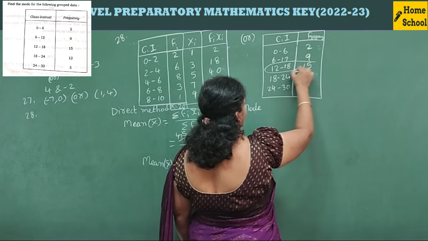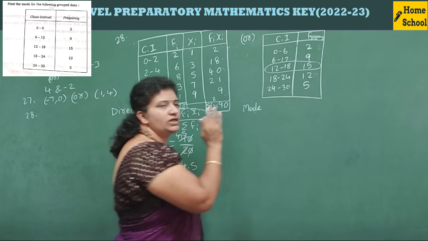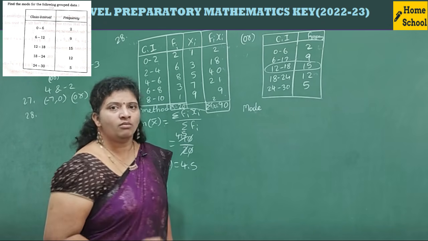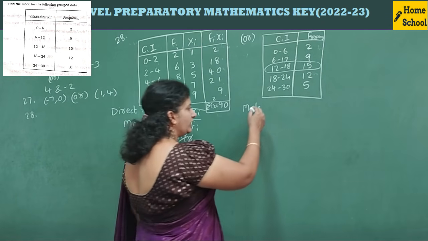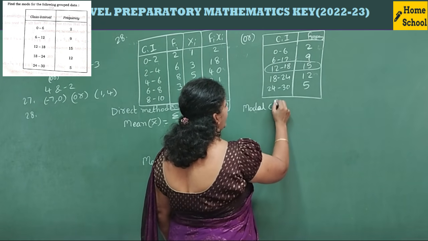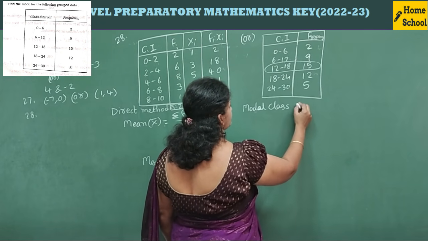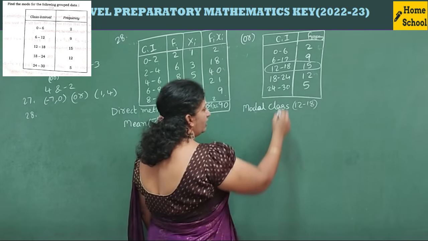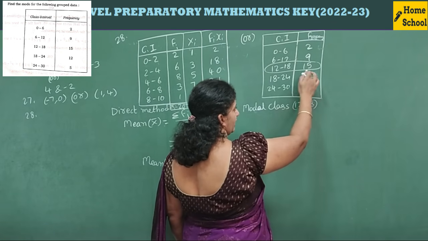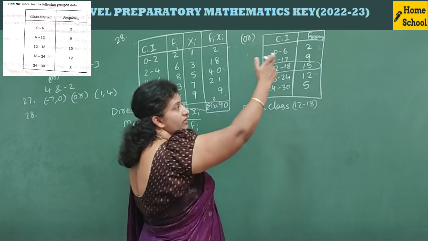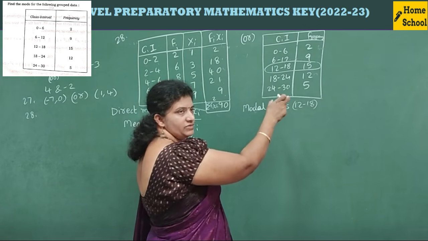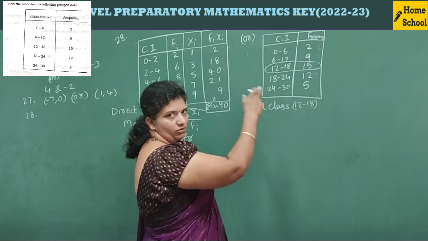So while writing the answer, children, please draw the table again. And then with a pencil, round up the modal class. And you need to write here modal class. What is the modal class interval here? 12 to 18. Okay. How do you get the modal class? In frequency, which is the highest frequency. Observe that frequency and round up.